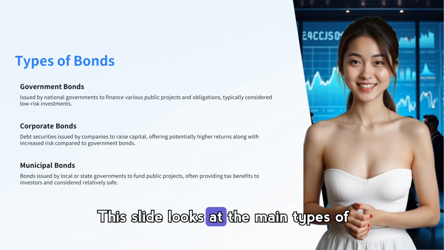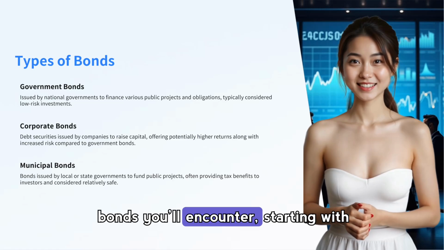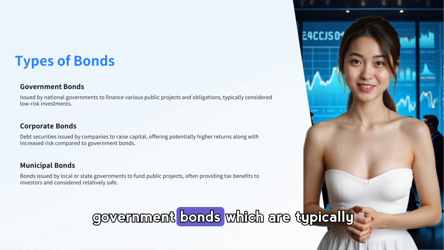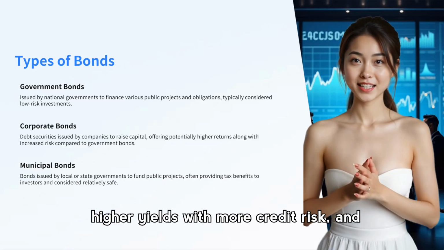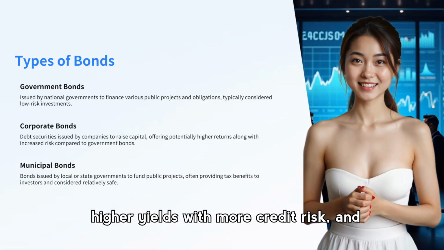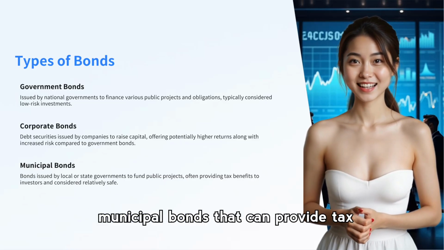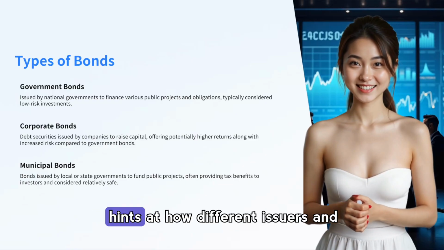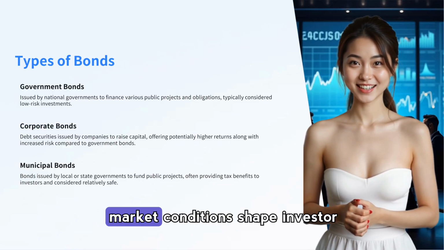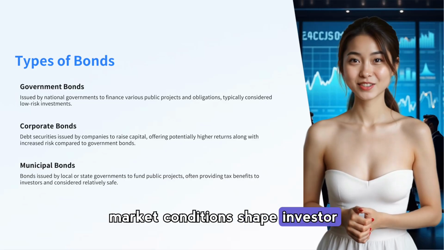This slide looks at the main types of bonds you'll encounter, starting with government bonds, which are typically low risk, corporate bonds that offer higher yields with more credit risk, and municipal bonds that can provide tax advantages. The picture on the right hints at how different issuers and market conditions shape investor choices.